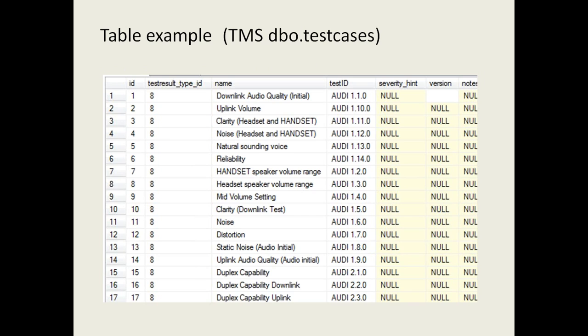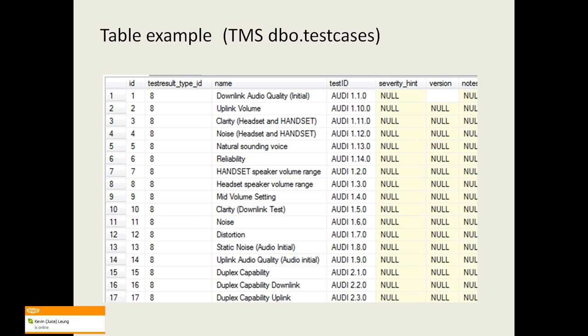So this is an example of a table. See, this is a table of the test cases for TMS, where you have the test results type. For example, 8 stands for score, a score from 1 to 5. If it was 7, it would be a pass or fail. And now guess what? There is a table that has two columns. One says 7, and it says pass/fail, and one says 8, and it will say this is a score. So you don't have to indicate here if it's a score. It just refers to another table that has that information.